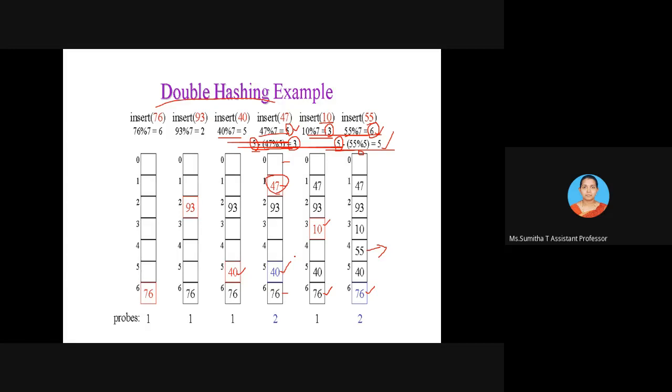Okay, fine. This is called double hashing. In this way only we can insert. This is under open addressing.